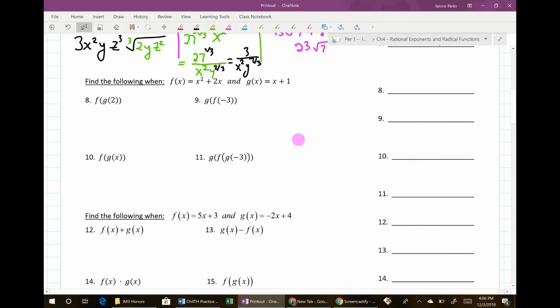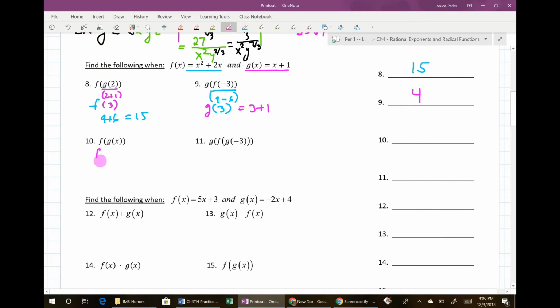For number 8, you're doing f of g of 2, so you've got to plug in 2 into the g of x equation. So that's going to give you 2 plus 1, which is 3. And then you have to plug in 3 into the f of x equation, so that's going to give you 9 plus 6, which is 15. For number 9, you're going to plug in negative 3 into the f of x equation. That's going to give you 9 minus 6, which is 3. And then you're going to do g of 3, which is going to be 3 plus 1, which is 4.